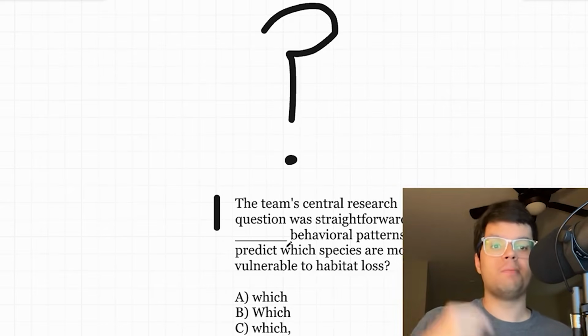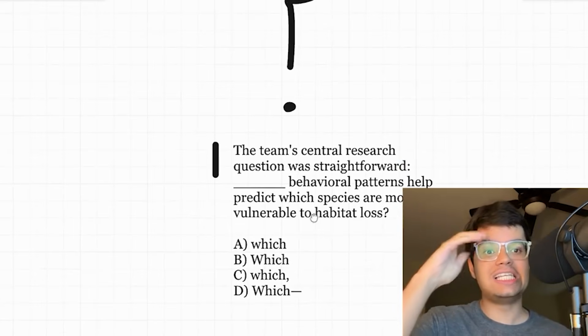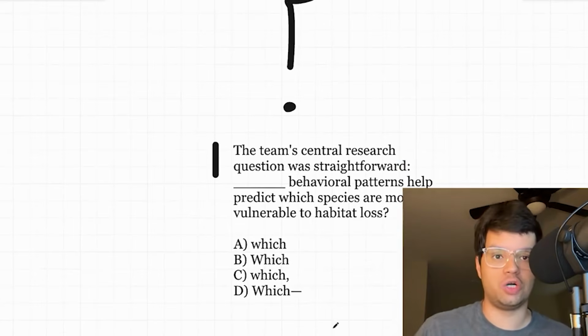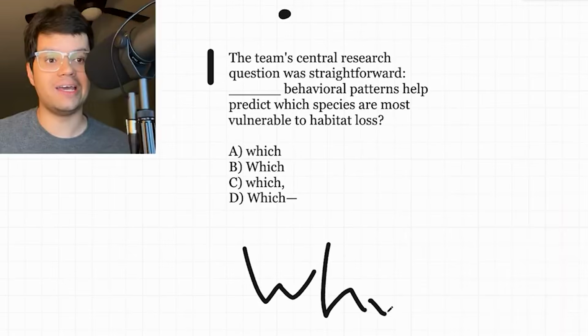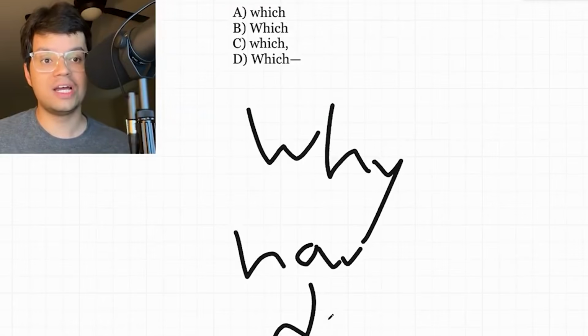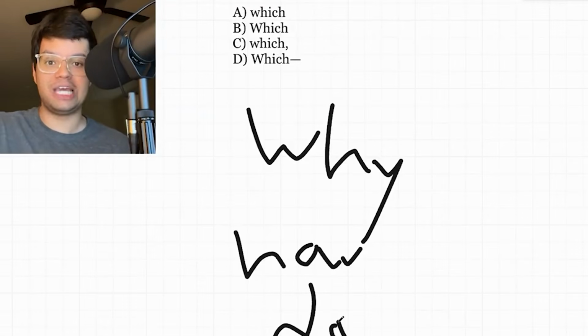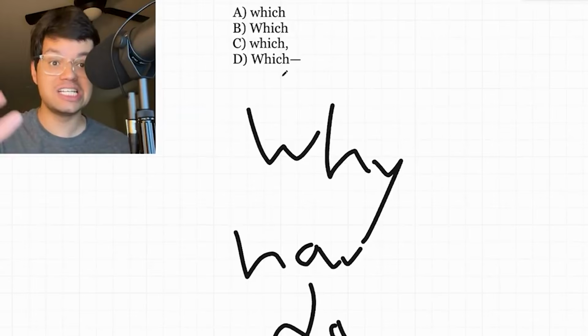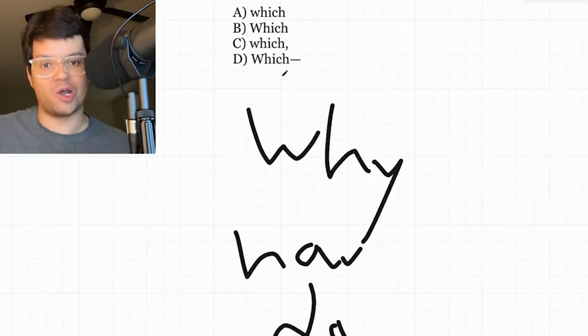I know it's kind of simple, but the way you know if it is a question is if it begins with one of these unique question words like which, why, how, do, any of that stuff. It has to begin with it as the first word in the sentence for it to be asking a question. If it doesn't, they're not trying to trick you. It's just not a question, bro.